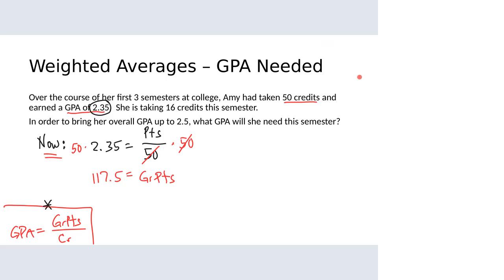Well, what she's going to need is she wants to have a 2.5 GPA. And then here's the important part of this, just like it was last week. How many credits will she have taken after this semester? Not quite as straightforward as last week, but the same idea.